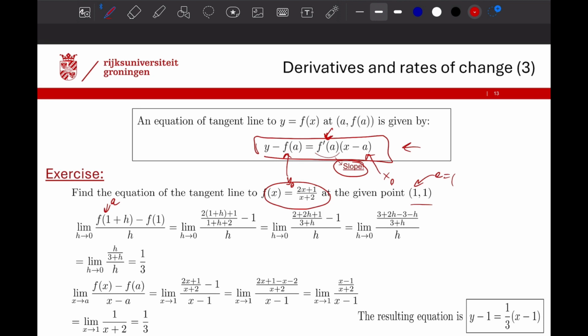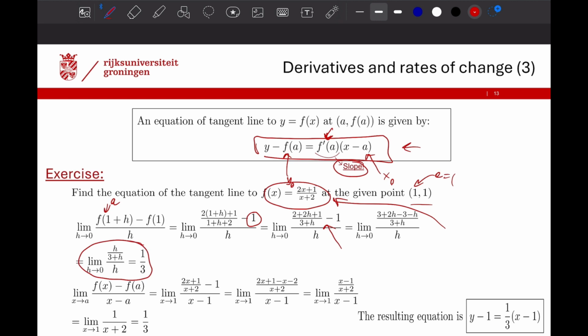We plug in, so we basically need to evaluate the function at 1 plus h, so this becomes 2 times 1 plus h plus 1 over 1 plus h plus 2 minus f of 1. If we plug in 1 here, this just becomes 3 over 3. So that's just 1. That's why you have this negative 1 over here over h. And here's just a matter of algebraic manipulation. You just put everything under a common denominator and you get here basically.